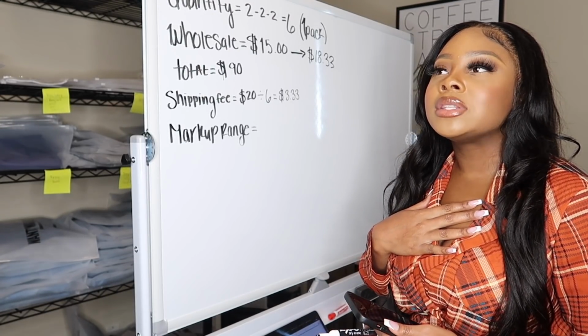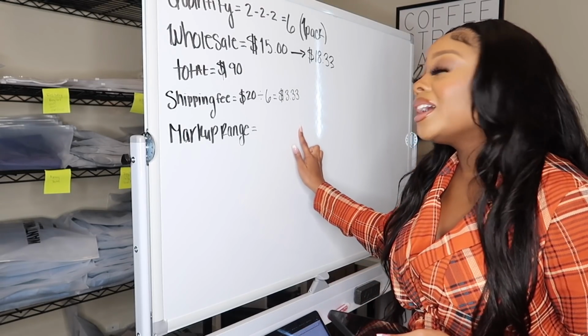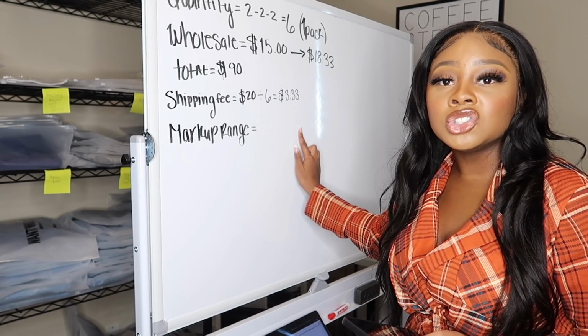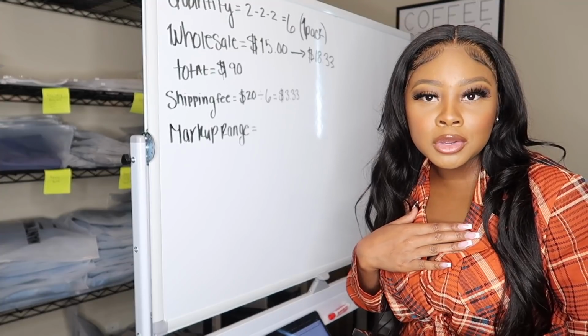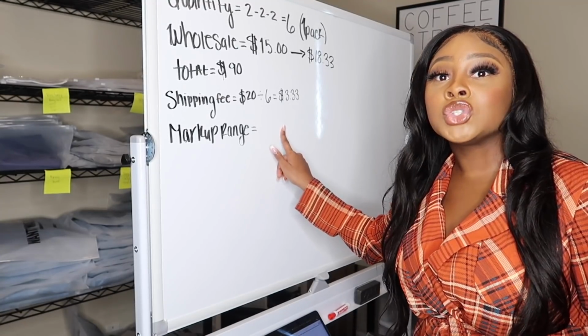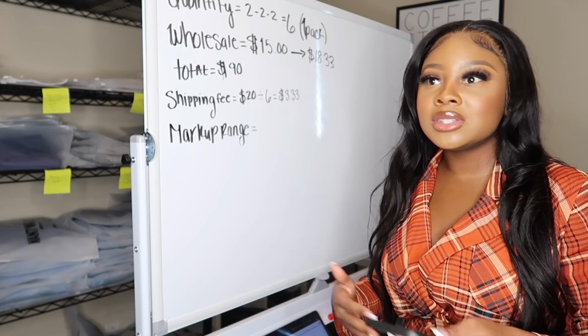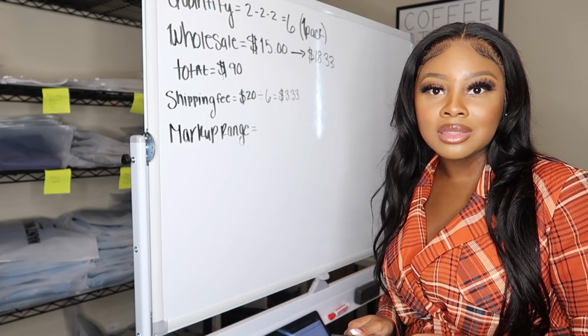If I know that I want to be known as an affordable boutique or an affordable business, I know that I can't really have a super high markup range. But if I want to be a luxury brand and provide very luxury, high-end products, I can have a super high markup range, because I know that the way I'm branding and marketing my business to my target audience, they don't mind spending that amount of money.